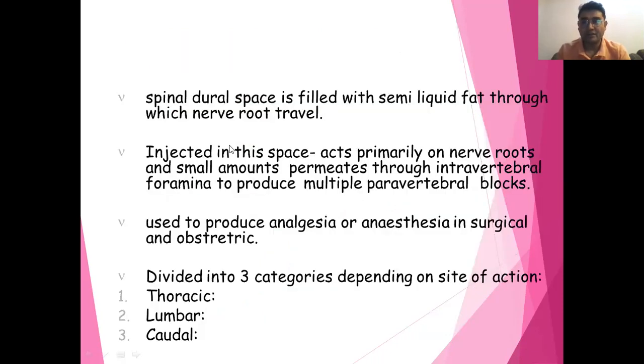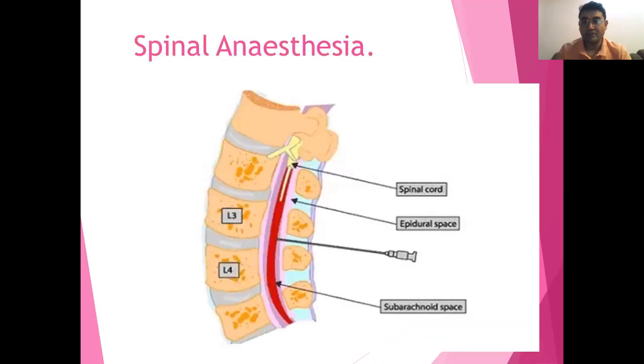Okay, epidural space is filled with semi-liquid fat through which nerve roots travel. Injected in this space, it acts primarily on nerve roots, and small amounts permeate through intervertebral foramen to produce multiple paravertebral blocks. This method is used to produce analgesia or anesthesia in surgical and obstetrics. This is divided into three categories depending on site of action. It will be thoracic, lumbar, or caudal anesthesia.